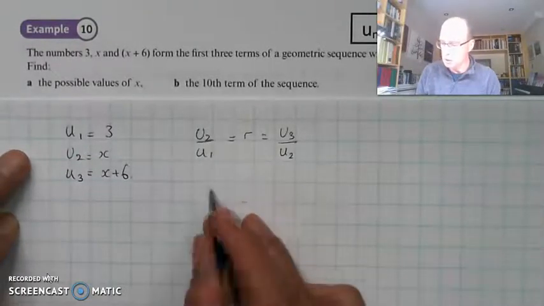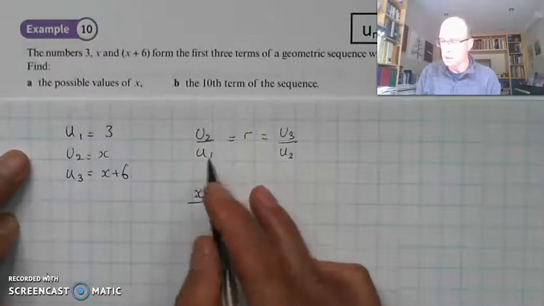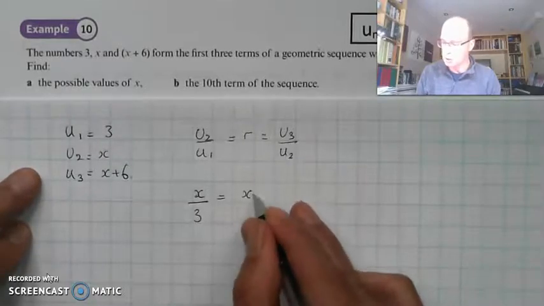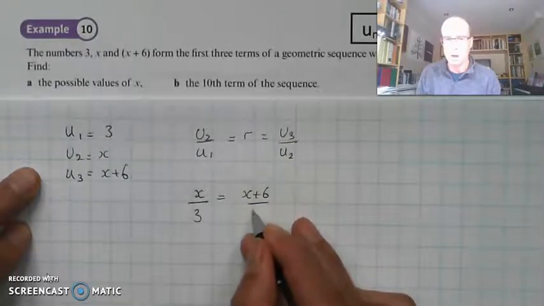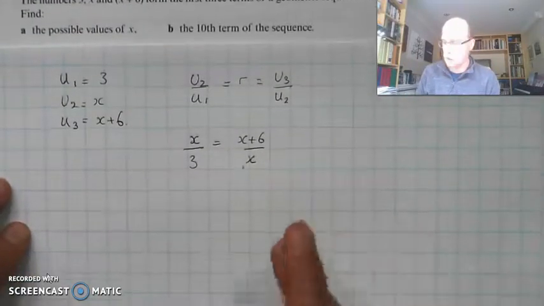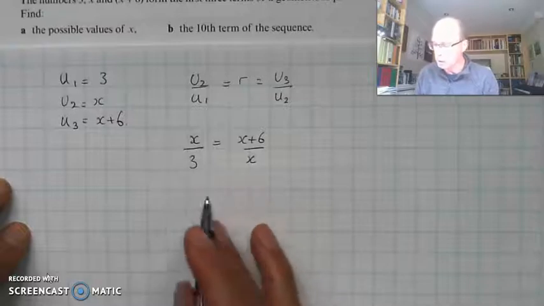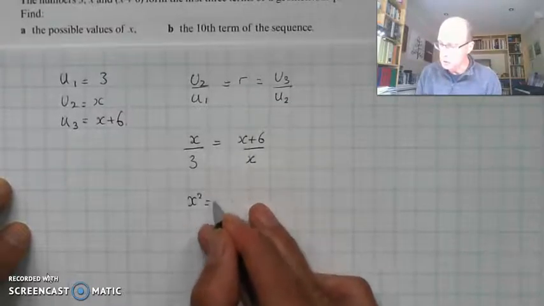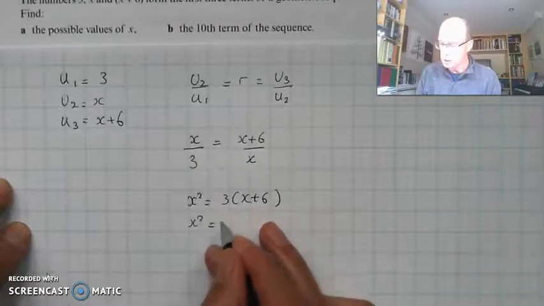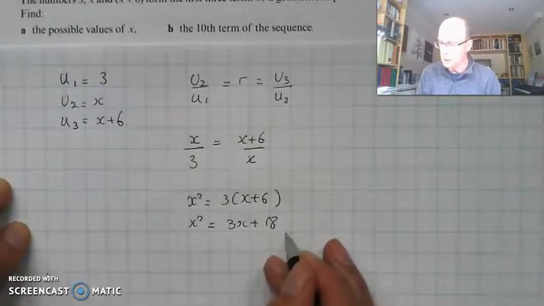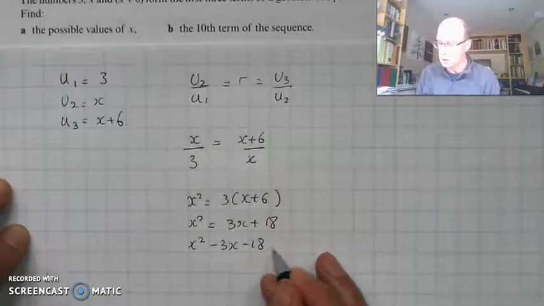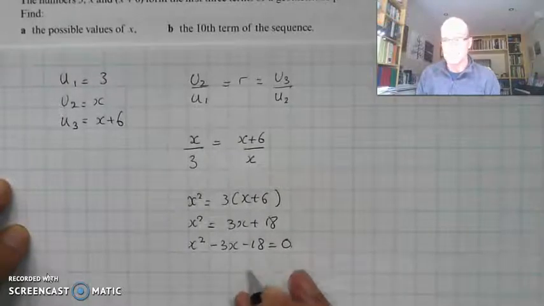So what have we got? We've got u2 is equal to x. If I divide that by u1, which is 3, that's going to be the same as the third term, which is x plus 6, divided by u2, which is x. Well, we can rearrange that. So we multiply through by x and 3. We're going to get x squared is equal to 3 lots of x plus 6. x squared is equal to 3x plus 18, so x squared minus 3x minus 18 is equal to 0.